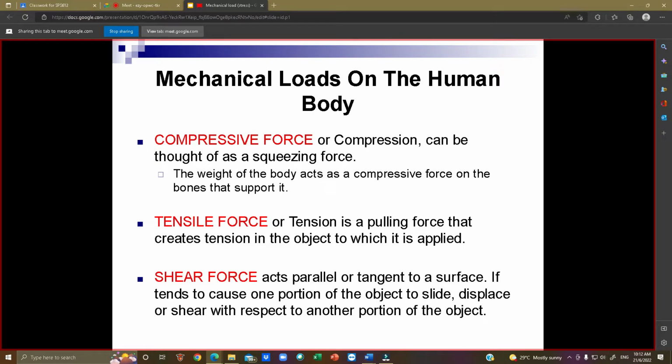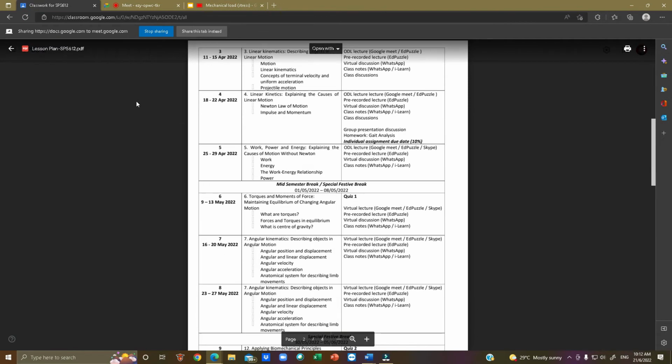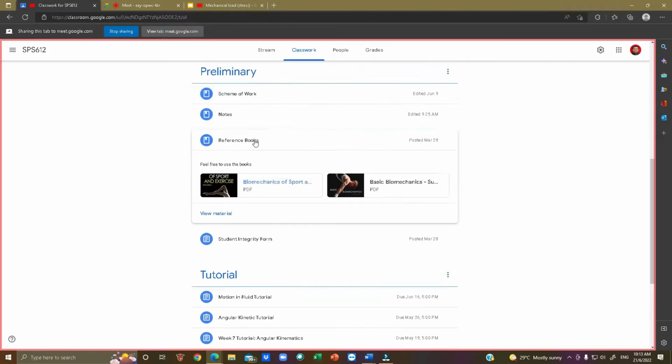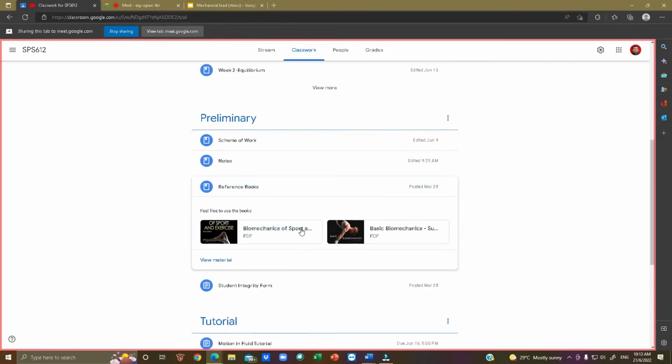For this chapter, chapter 10, you don't have pre-prepared notes, but if you open up your classwork, saya ada masukkan satu tab ni, okay, dekat dalam preliminary reference book. So your reference book is the first one, this one, Biomechanics of Sport and Exercise by McGuinness. If you open up chapter 10, kamu akan ada topik ini.